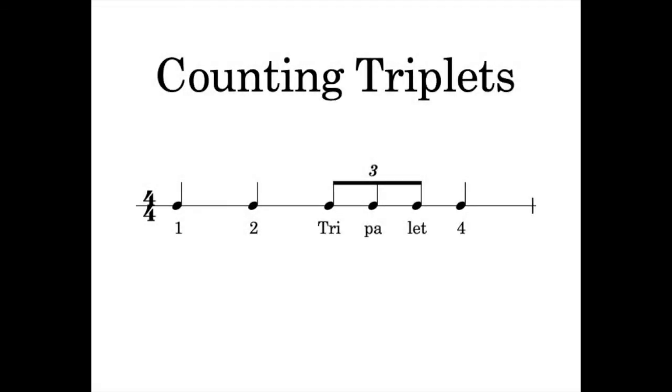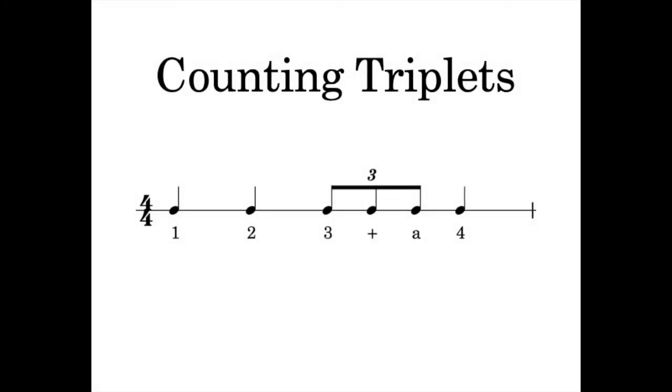There are many ways to count triplets. There's not necessarily one correct way. Try each of the following and see what gives you the best results. Some people just use the 3 syllables tri, pa, let for the 3 notes of the triplet. Don't let the phonetic spelling throw you off. 1, 2, triplet 4. Notice that we don't actually count the number 3 on beat 3. At this point, that shouldn't be a problem. However, if it bothers you, we have other options.